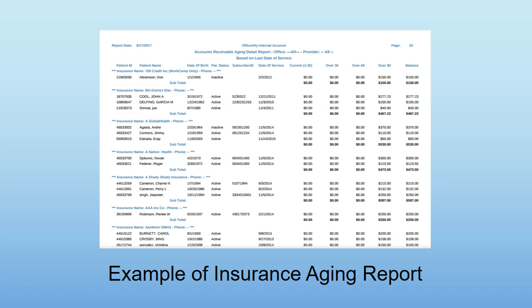Here's an example of an insurance aging report, and these vary by practice management software, but they typically are printed out with details such as the patient name, maybe a patient ID, the date of birth, of course the outstanding balances in 30-day increments, the date of service, and they're usually grouped by the insurance payer.